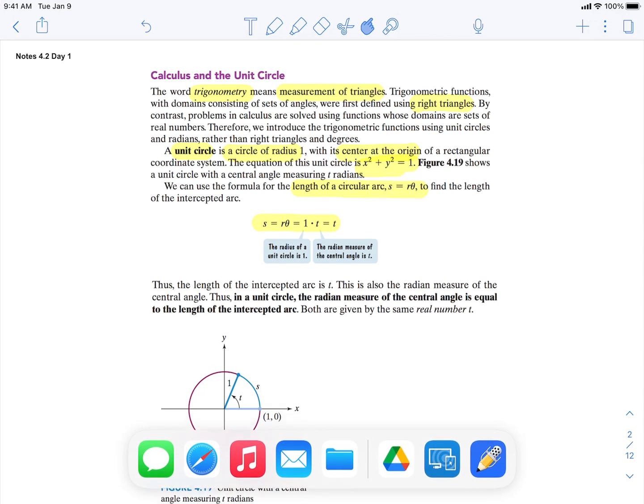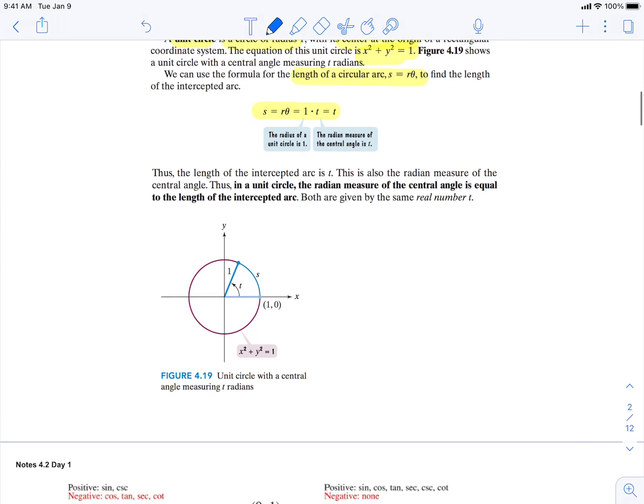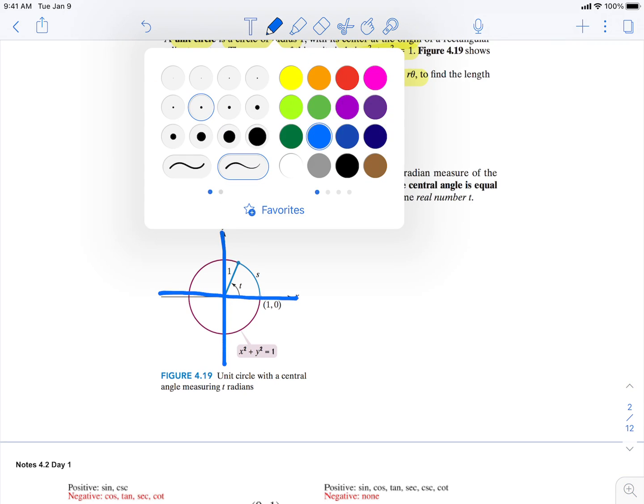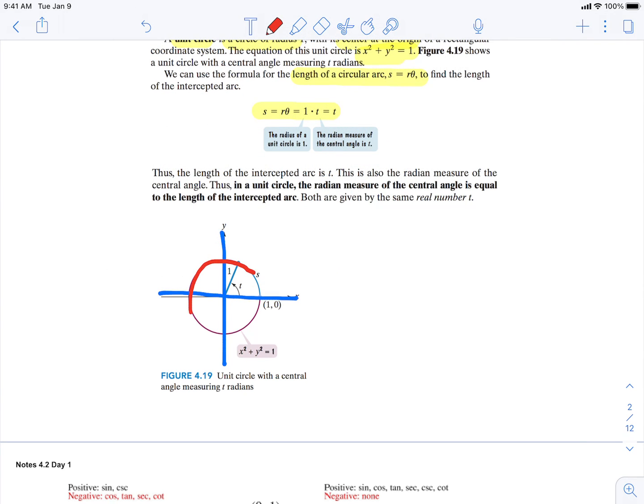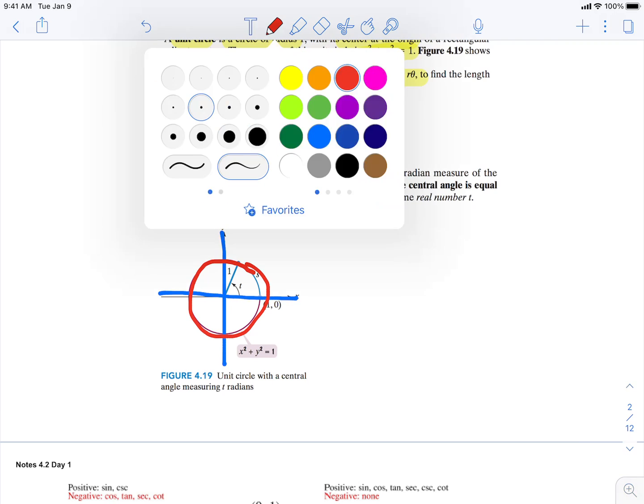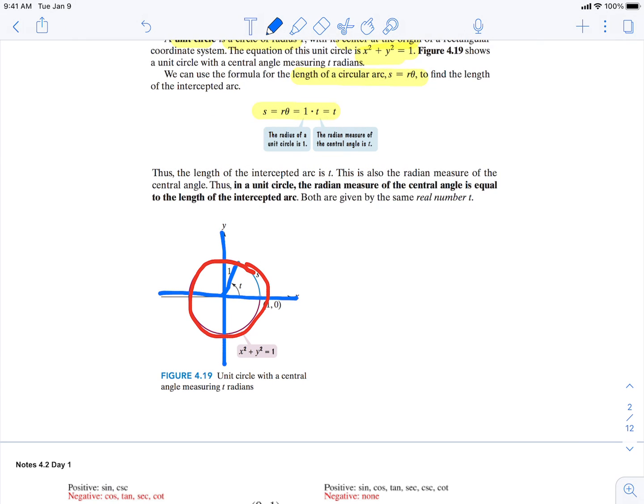So looking down below on this image, you will have your x-axis and your y-axis, and then you have your unit circle. In that unit circle we'll have a radius of 1 unit, and then there's going to be some angle in there, what we call angle T, and then there's this arc length.